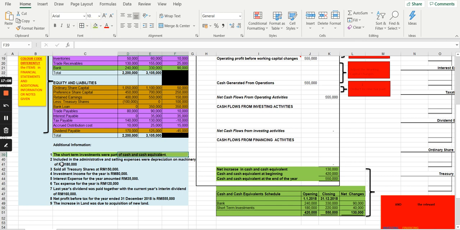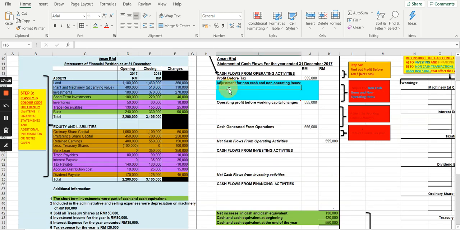Next. Included in the admin and selling expenses was depreciation on machinery of 180,000. That tells you it is a non-cash item, and the first non-cash item is your depreciation. So I put depreciation here. For the item depreciation, you are going to add. Add means that before this you deducted, so now you reverse it to adjust out the depreciation, and that depreciation was how much, as given there? 180,000.